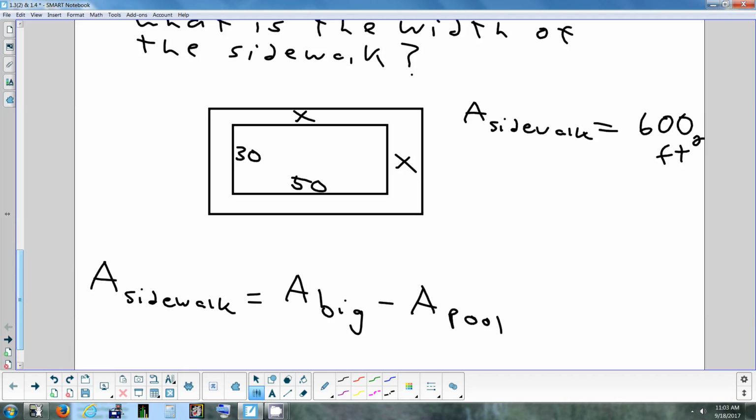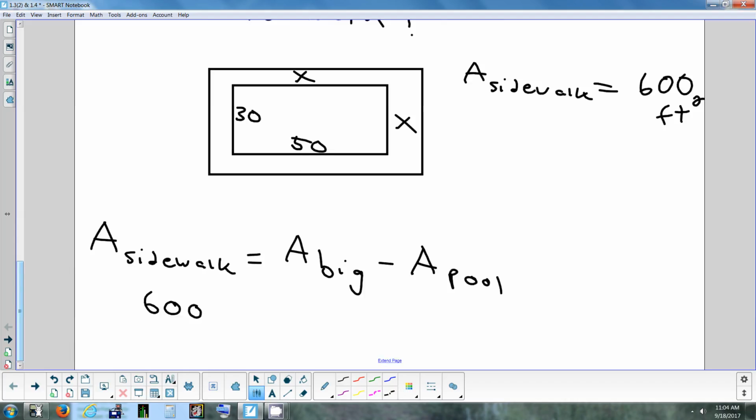So Caitlin, do I know the area of the sidewalk? 600 feet. Yeah. 600 feet squared. Exactly. I already know the area of the sidewalk, so I can fill that in. Now, I don't know the area of the big rectangle. So the first thing I need to do is figure that out. Matt, what's the formula for area of a rectangle? Length times width. So can you tell me what the length of that side is?